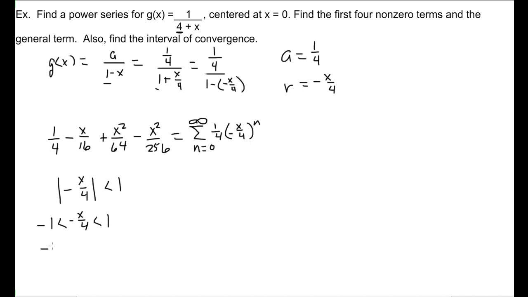Multiply everybody by 4. Actually, if we multiply everybody by negative 4, we get 4 is greater than x is greater than negative 4, but we could turn that around and say negative 4 is less than x is less than 4. So our interval of convergence is negative 4 to 4.